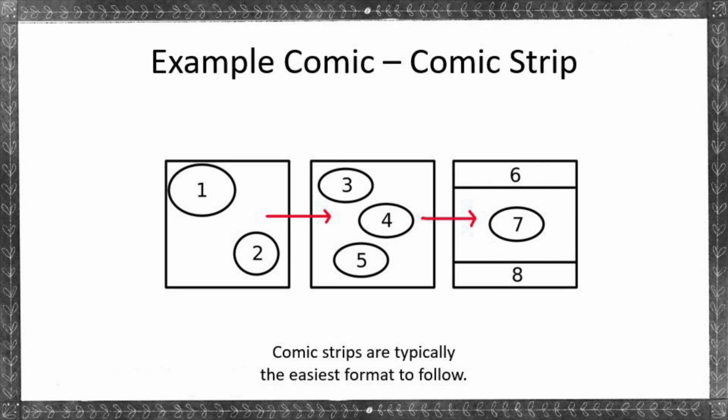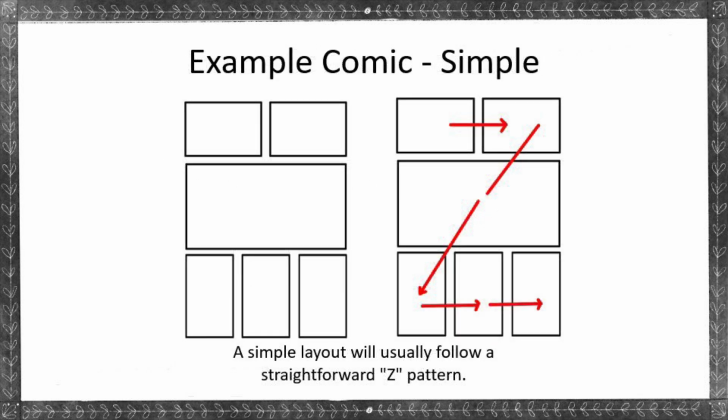For this first one, it's just a normal, typical comic strip, left to right, top to bottom, with both the panels and the speech bubbles. So this is going to be a very easy format. The next is a little bit more complicated, but not too much more. It's just adding a couple of extra levels and a few different sizes. And now we're going to be following that Z pattern.